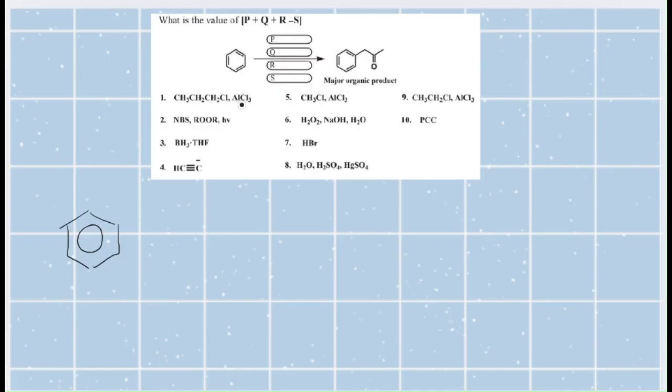But we can't use 1 because this is n-propyl chloride and will end up with isopropyl chloride, right? But look at this, it has 3 carbons in a straight chain, so it can't be 1. So it has to be either 5 or 9. Okay, now let's assume I use the 5th, that is methyl chloride. So Friedel-Crafts alkylation will give you toluene.